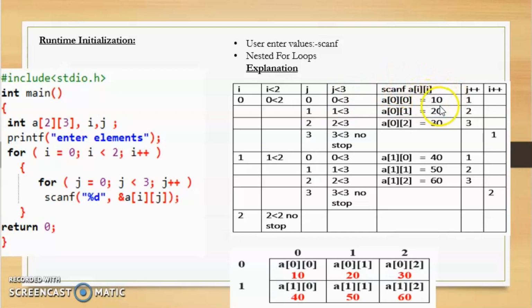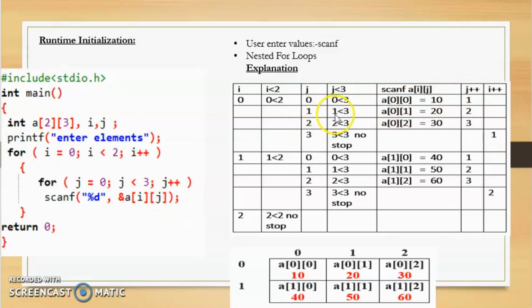Suppose the user enters the value 10. Whatever value the user enters will be stored in array A, that is A of i j. The i value is 0, j value is 0. So it will be stored at position A of 0, 0. We can see that this 10 value is stored at position A of 0, 0. Then after it executes this statement, j value will get incremented. After incrementing, j value will become 1.